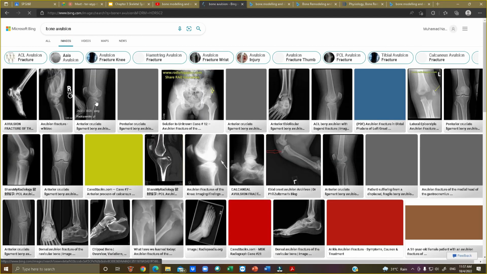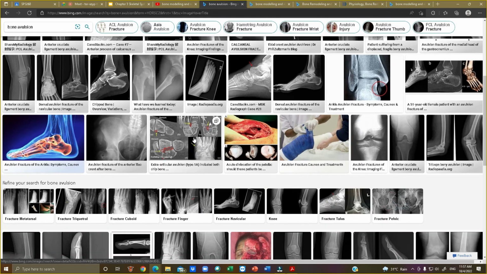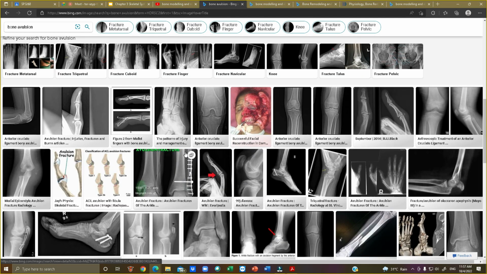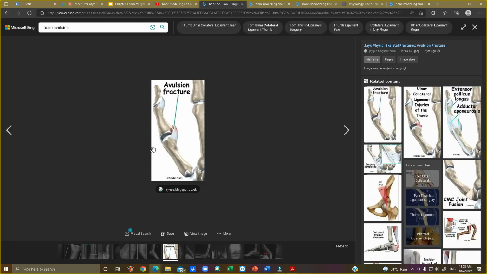Okay, avulsion is when we have bone chipping. Mana gambar tengok bone chipping? Oh, ni avulsion. Muka koyak. Okay, avulsion ni macam ni.